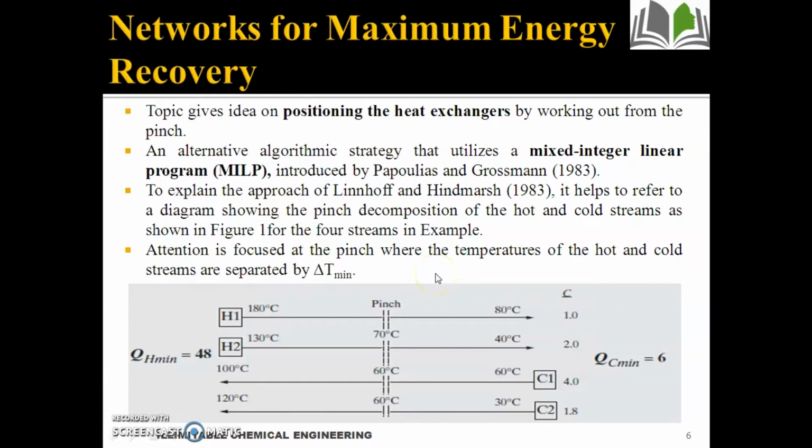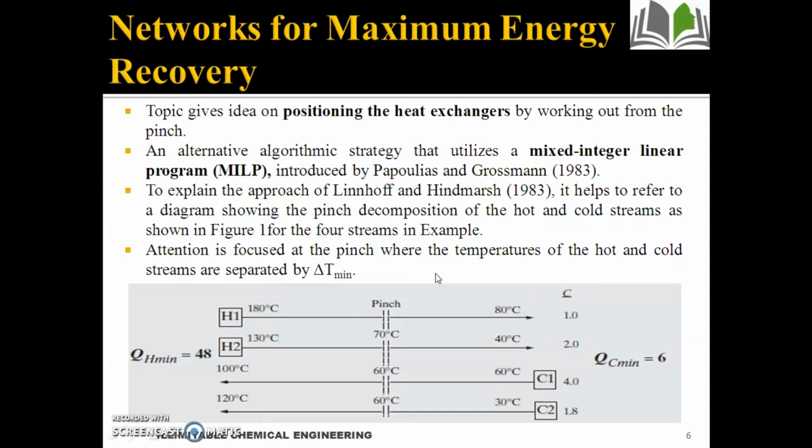Networks for maximum energy recovery. This topic gives an idea on positioning the heat exchanger by working out from the pitch. An alternative algorithmic strategy that we can use is mixed integer linear programming, which we will see in another lecture.